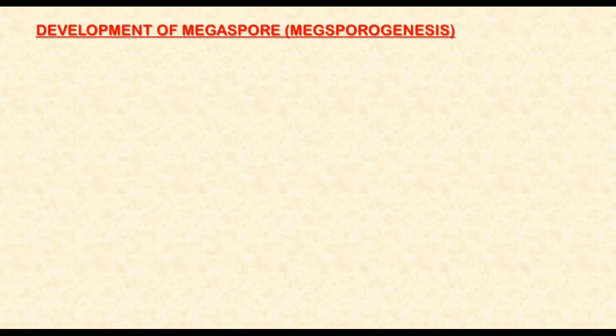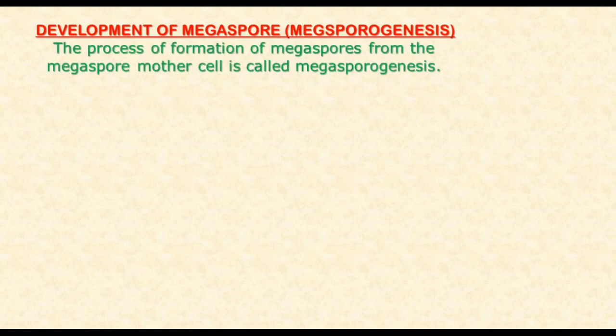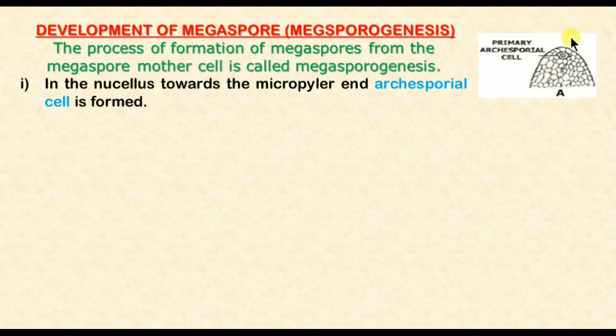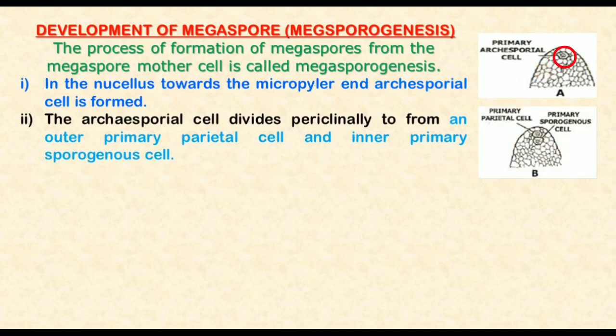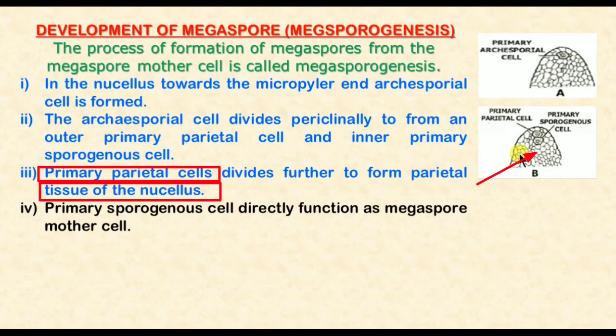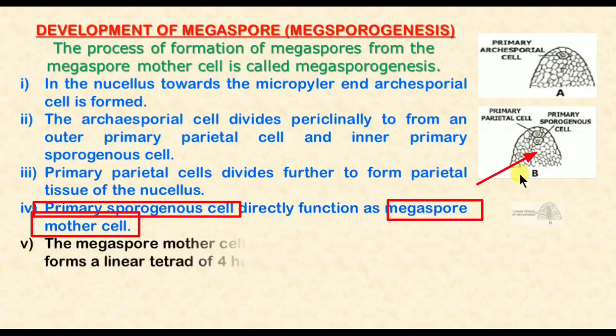Next is the development of megaspore, or megasporogenesis. The process of formation of megaspores from the megaspore mother cell is called megasporogenesis. Here you can see that some primary archesporial cells are present inside the nucellus. These archesporial cells divide to form the primary parietal cell and the sporogenous cell. The primary parietal cells again divide to form the tissues of the nucellus. The primary sporogenous cells directly function as the megaspore mother cell.